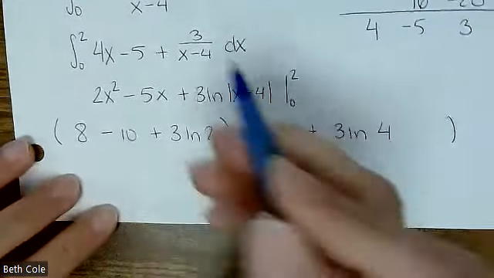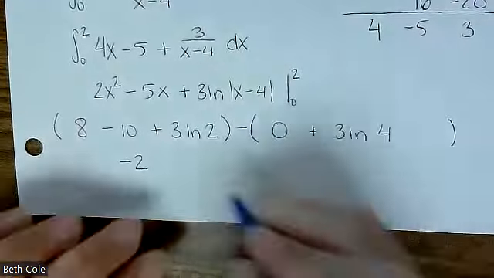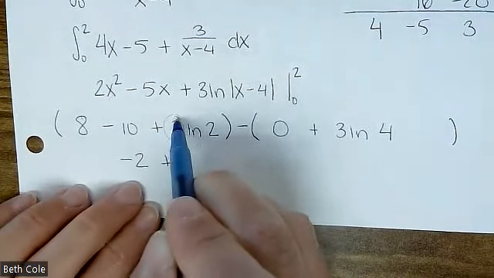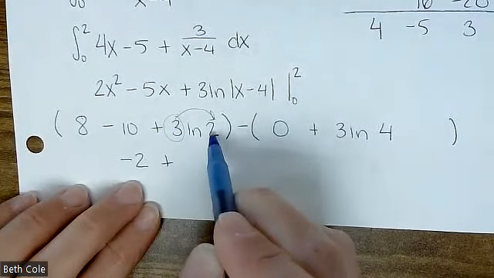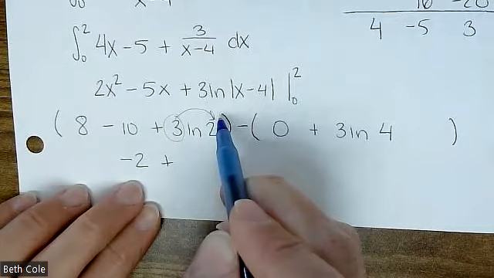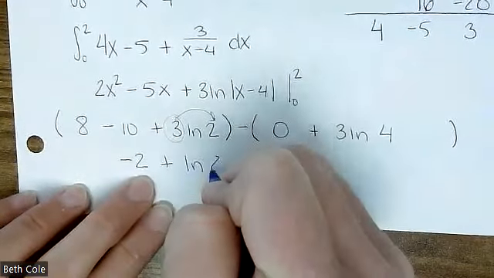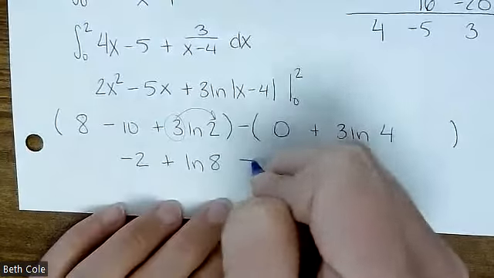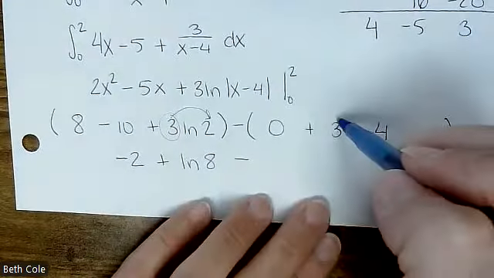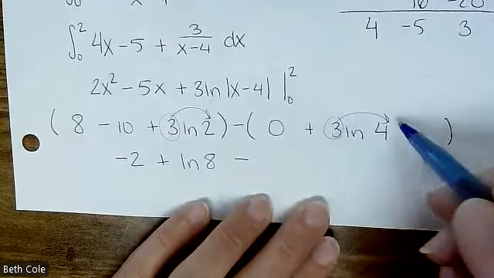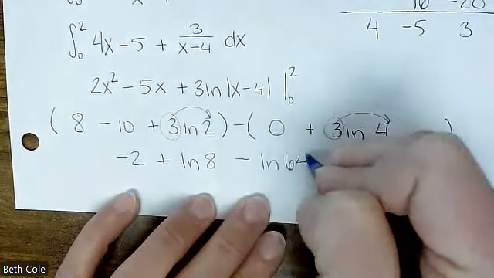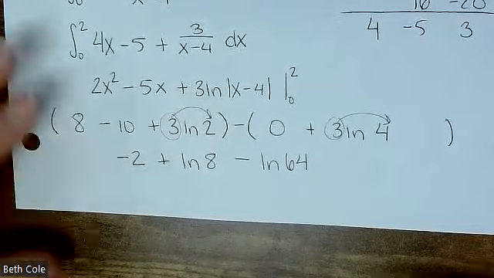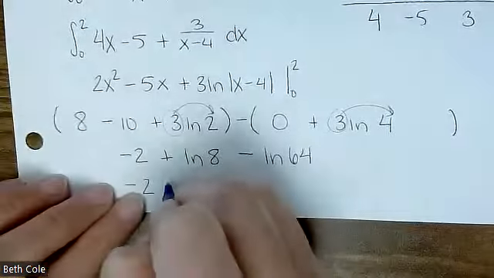8 minus 10, -2, plus, now you are allowed to take the coefficient and put it back as a power. So it's 2 cubed, which is not 6. Please don't say 8. ln of 8. 2 cubed, 2 times 2 times 2. Minus, and we're going to do the same thing with this one. So you'd have to do 4 cubed, which is 64. Good, thank you. And then the last step is -2 is just going to be there.